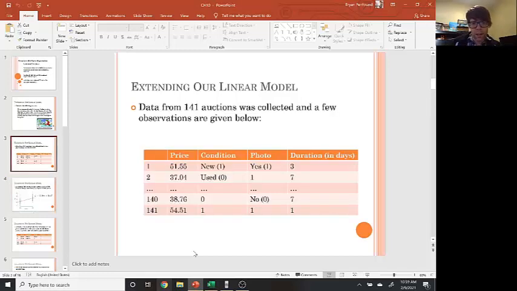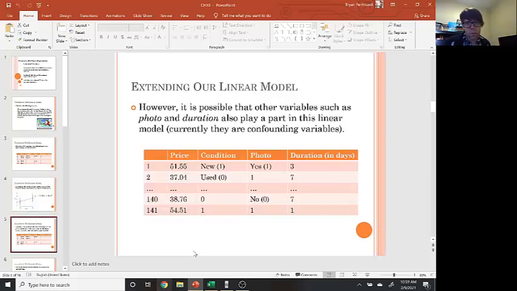However, if we go back to all of the data that we collected, it may not just be the condition that is important to the sale or the final price of this cartridge. Maybe whether or not the online auction has a photo is also important to the overall selling price as well. So it's possible that both the photo as well as how long the auction lasts play some kind of part in determining the overall price.